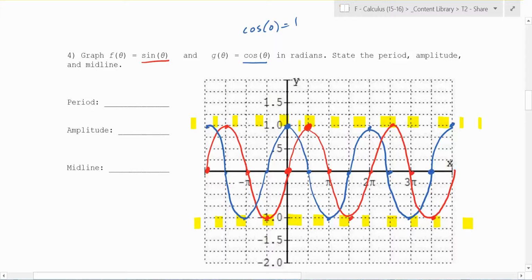Nice. So there's cosine. That's what they look like right there. They oscillate between -1 and +1. Period, amplitude, and midline. Can you remember what those three things are?